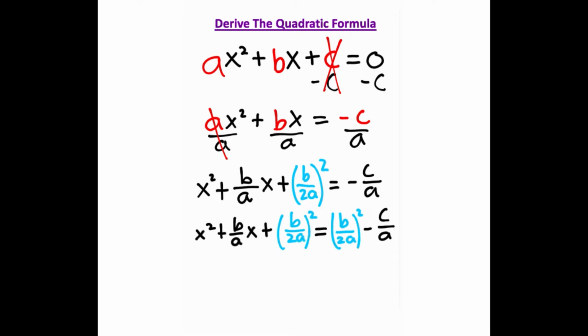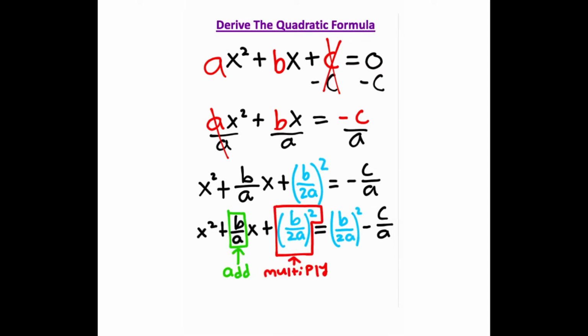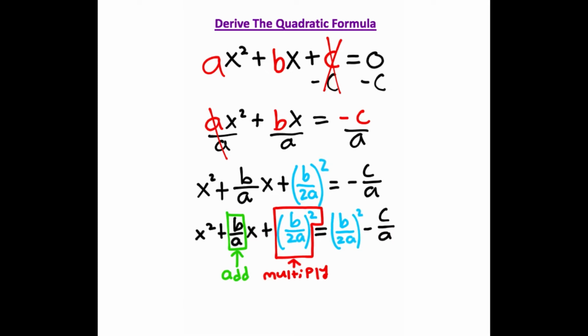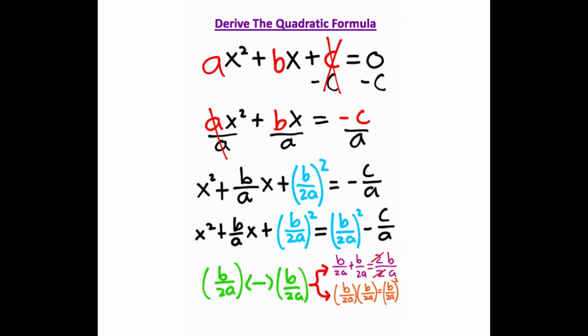What you want to do now is factor the left-hand side of the equation. Figure out what two expressions will add to give you the b over a term and multiply to give you the b over 2a squared term. And the answer is b over 2a, because b over 2a and b over 2a add to give you b over a, which fits this term right here. And they both multiply to give you b over 2a squared, which fits this term right here.